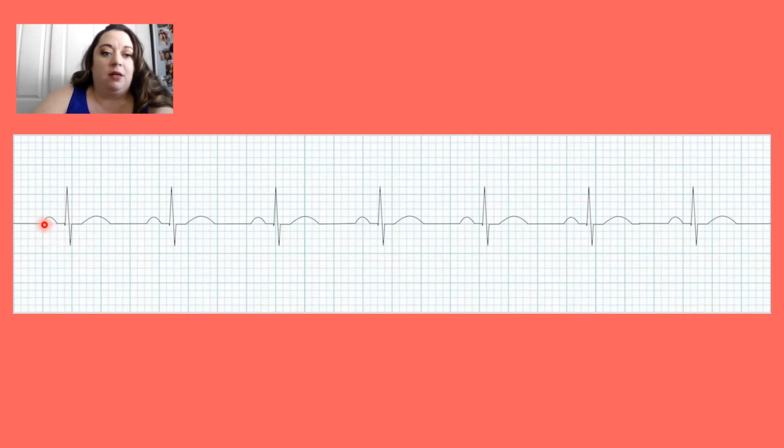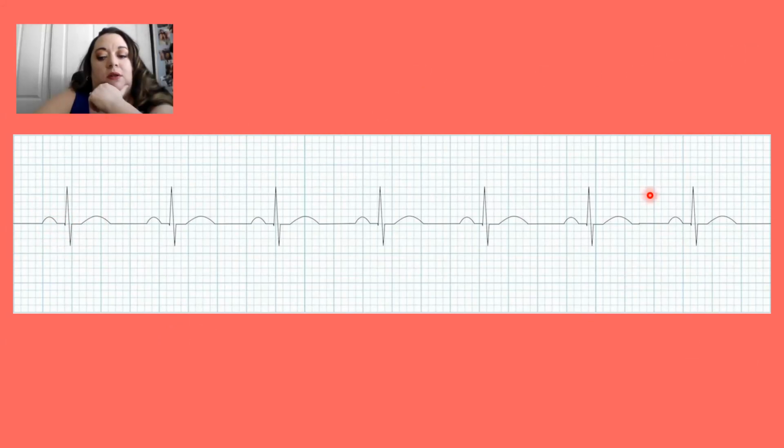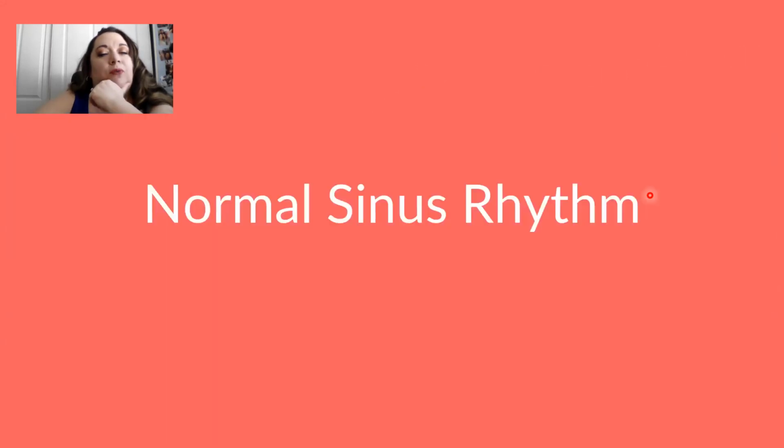So this PR interval starts here and goes to here, which is 3 small boxes. So what is that measurement? 0.12. Perfect, 0.12. Okie dokie. So yeah, this is normal sinus rhythm with a PR interval of 0.12.